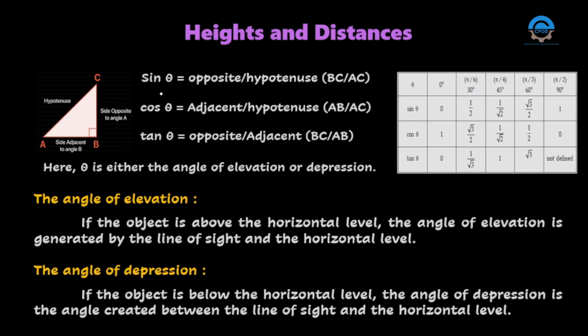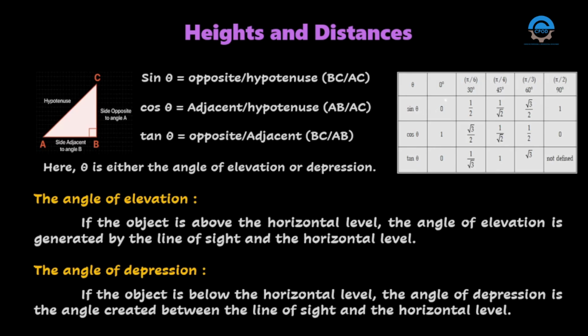The first formula is sin theta is equal to opposite side by hypotenuse. Cos theta is equal to adjacent by hypotenuse. And tan theta is equal to opposite by adjacent. Here in a right angle triangle, the side which is on the base is called adjacent or base side. The side which is having the longest length is called hypotenuse, and the side which is opposite to base and hypotenuse is called opposite side.